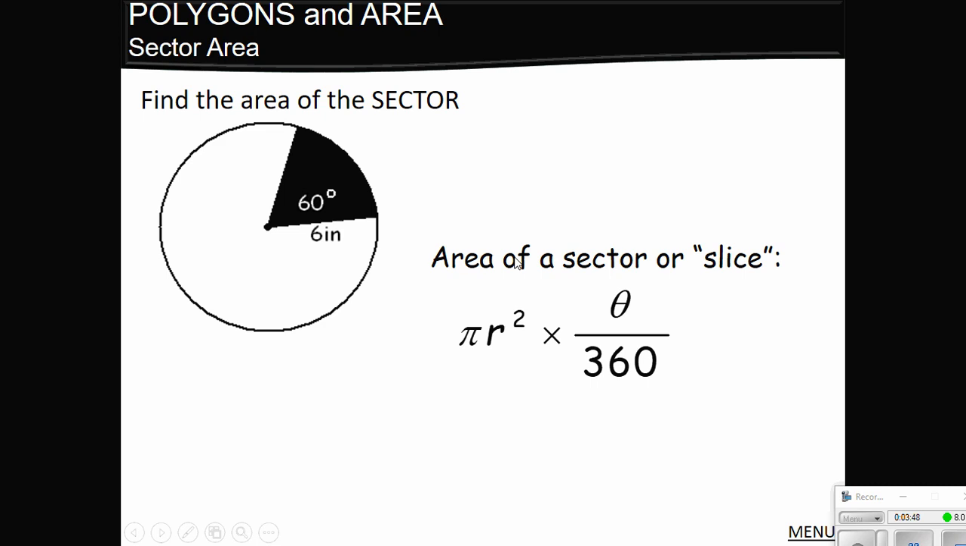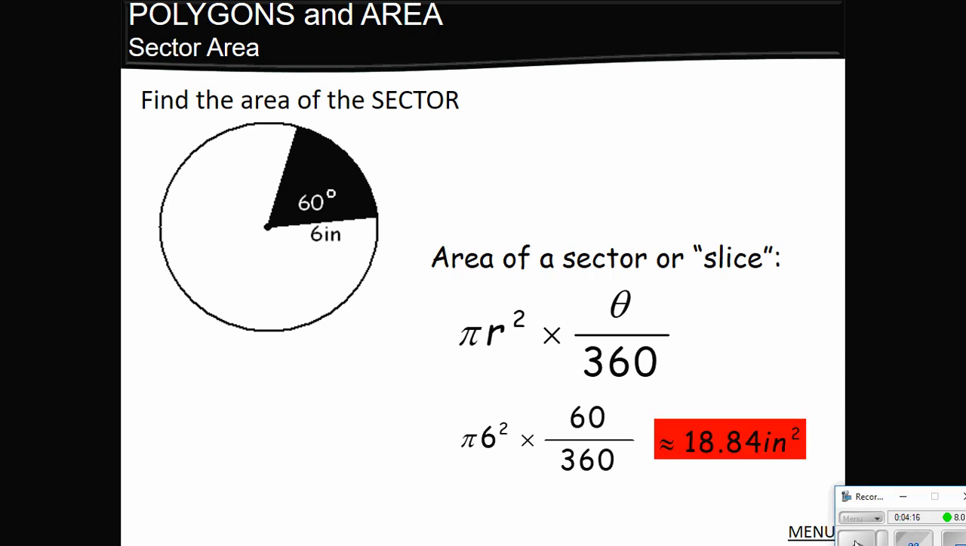So what we do is we just take the measurements from this picture and put them in here, where r is going to be the radius and theta is the angle or central angle of our sector. So in this case, put in 6 for r, 60 for our angle, and the rest of this is a calculator problem. Just plug it in. You might want to write the formula down somewhere so you can go back and use it. And in this case, the area of just that black part of the circle, that sector, is 18.84.